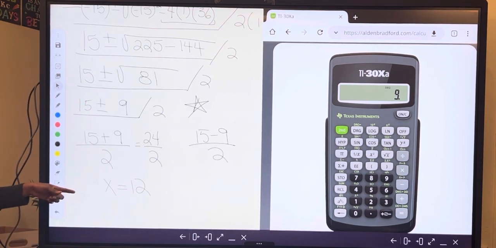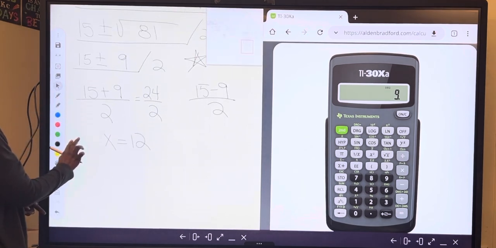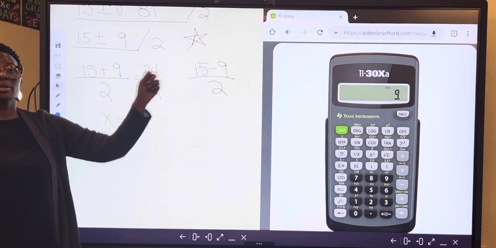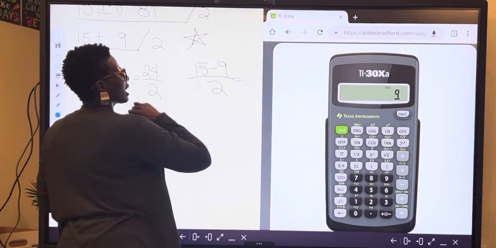12. What does that mean? What is this? That's one of my roots. That's one of my x-intercepts, right? What am I going to do for this one? You're going to do 15 minus 9. What do we get? 6.